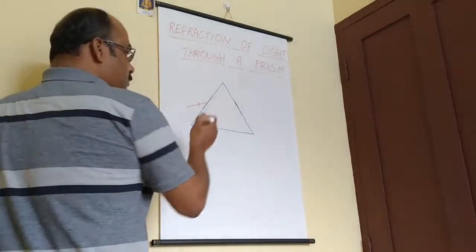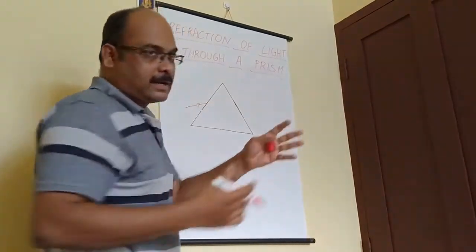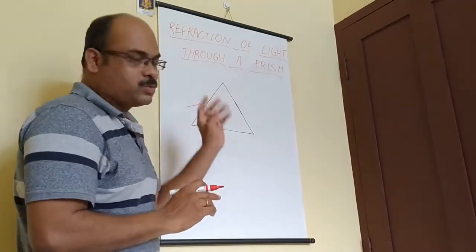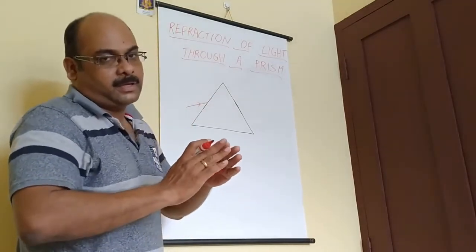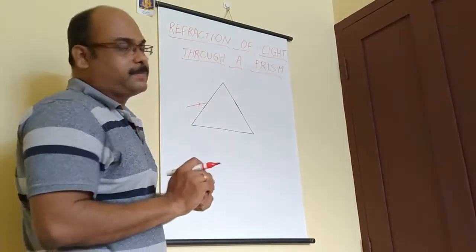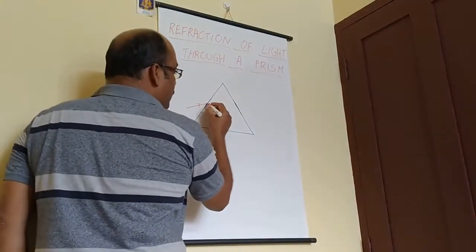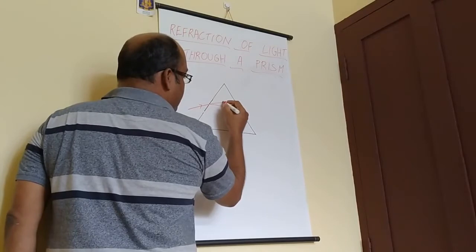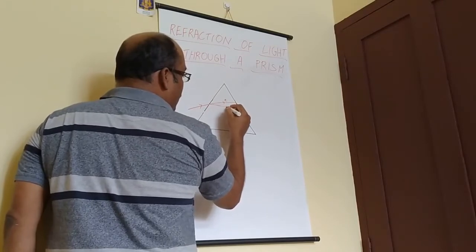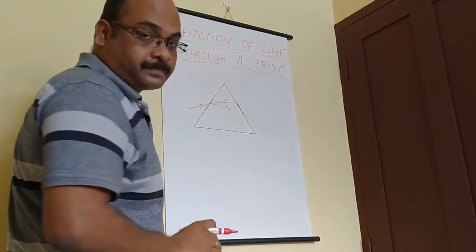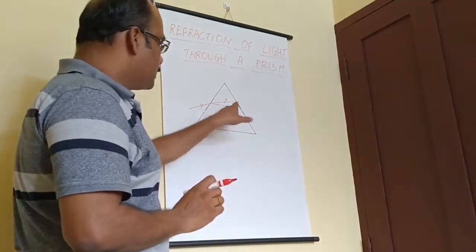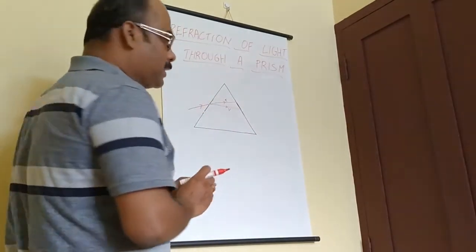So the violet will bend more. Since different colors of light have different refractive indices, when they enter a prism, their refraction will be different. So here violet will bend more and red will bend less. This is red and this is violet, and in between you will get other colors also. That is indigo, blue, like that you will get all the colors.